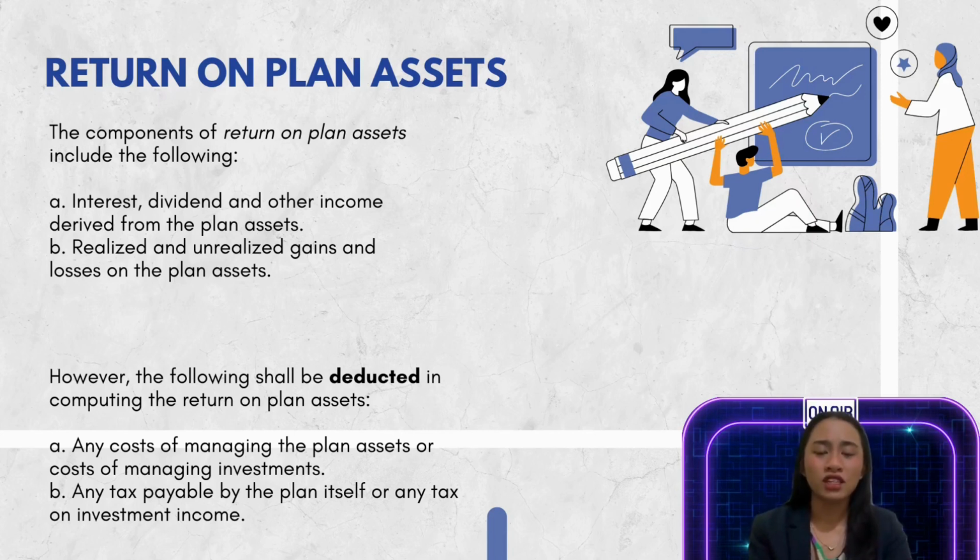The second one is the realized and unrealized gains and losses. The difference between the two is the first one pertains to the fruits of the plan assets, while the latter pertains to the main principal. However, in computing the return on plan assets, mayroon tayong dinededuct. At ayun ang number 1, any cost of managing the plan assets or cost of managing investments. And second is any tax payable by the plan itself or any tax on investment income.